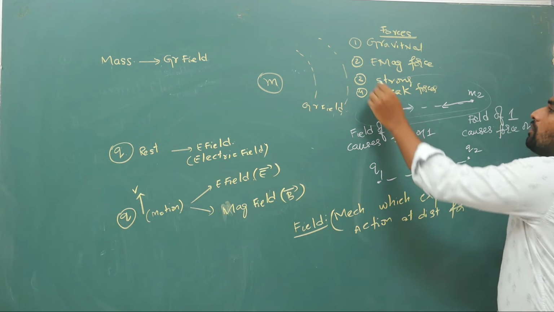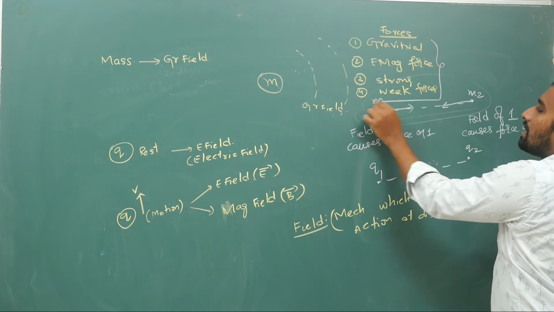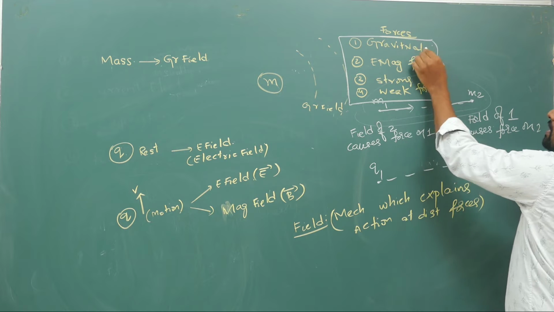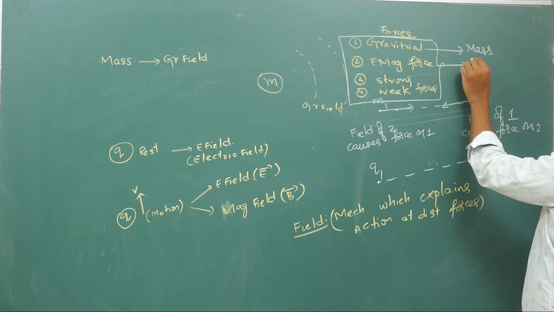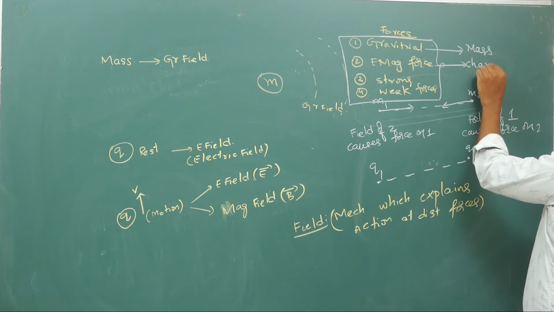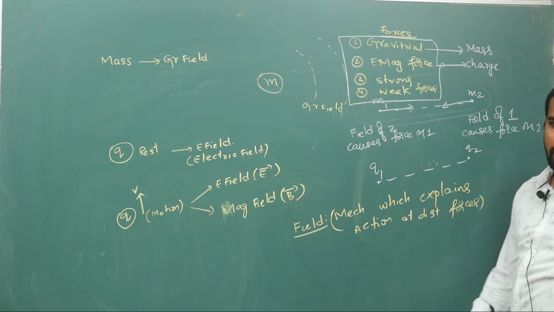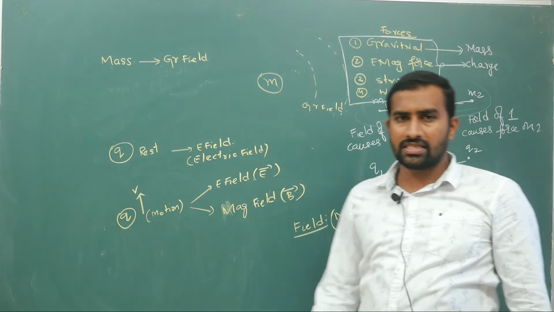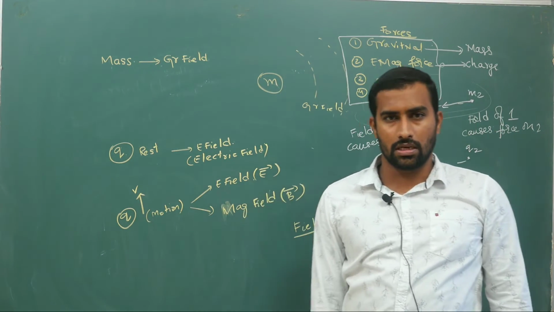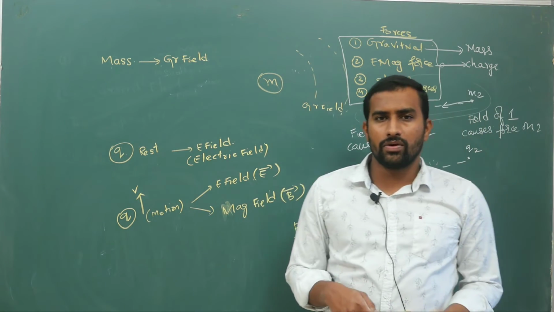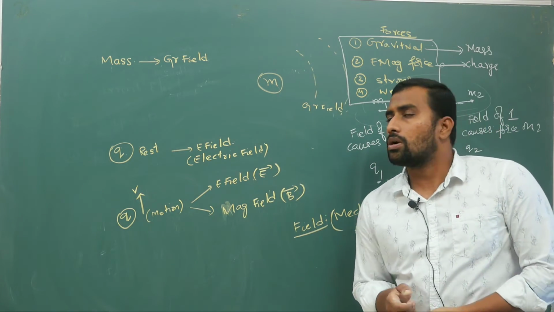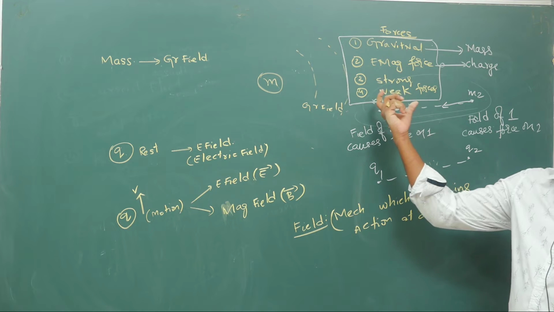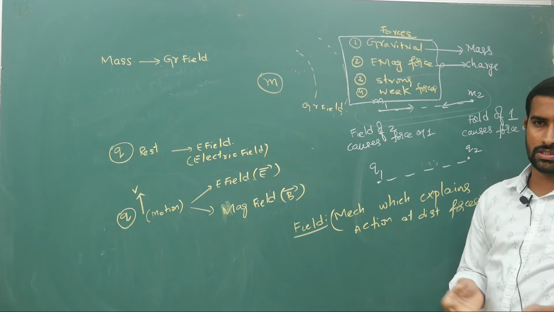The forces that we see are these four basic forces. Gravitational force is caused by mass, and your electromagnetic force is caused by charge. If you talk of tension, friction, all those are electromagnetic forces. Ultimately at molecular level, the ultimate reason for force is either mass or charge. At nuclear level you will talk of strong and weak forces.